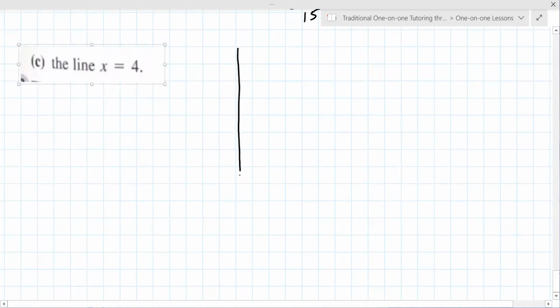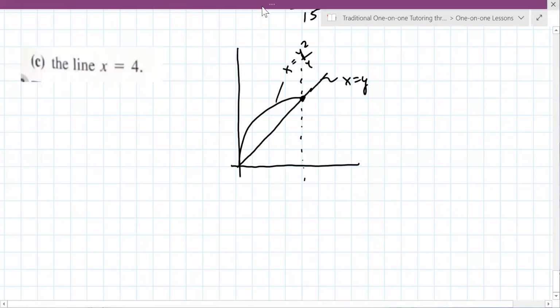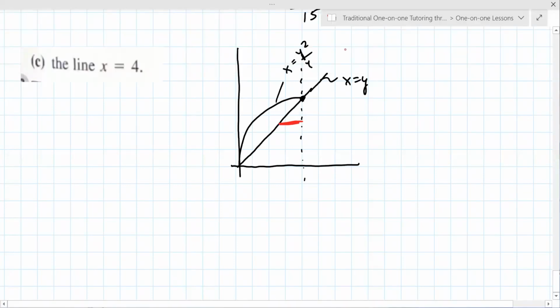Make the drawing again. So you got this x equals y. You got this other shape right here, which is x equals y squared over 4. This time though, you're revolving it around this line. Oh, so it's the same, you just do the 4 minus. Yes. And then that's your little r. That's your big R.